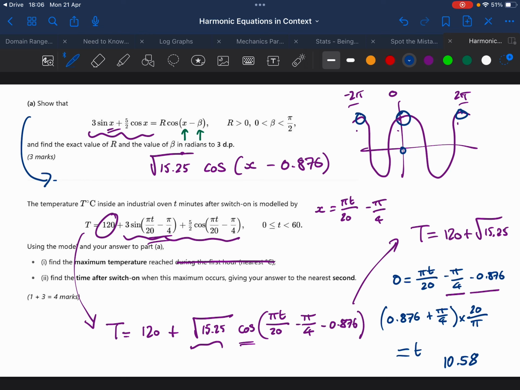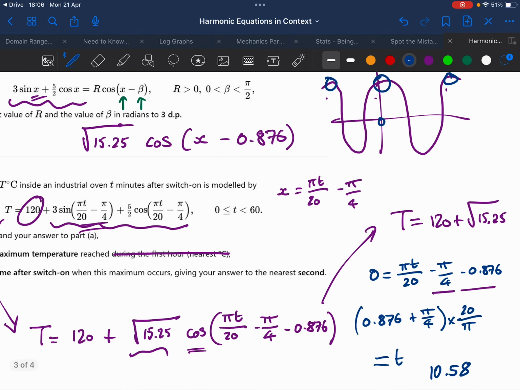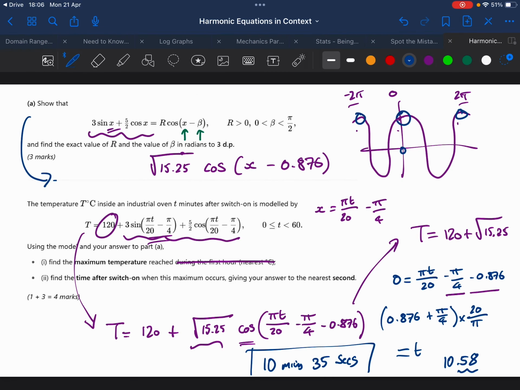Now you've got to go back to the question. That 10.58 is in minutes. So the 10 is 10 minutes. If you convert 0.58 minutes, you should find that this becomes 35 seconds to the nearest second. Okay, and it just says the time after. It's not asking for an AM or PM time. So that's it. That's all we would do.